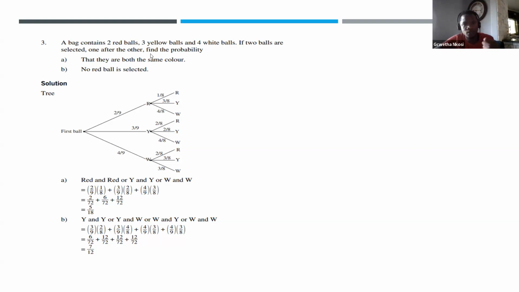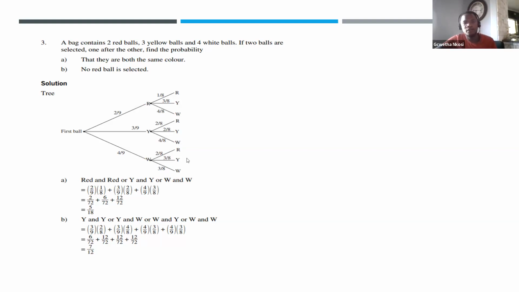Then from 3, take 1. So we remove that one. So it's 2 of 8 here, it's 4 of 8. This one is not being disturbed. So with the white, we follow the same routine, one after the other. So the red remains the same. The total here changes from 9 to 8. The yellow will remain as 3 of 8, but the white now changes from 4 to 3. So these are the outcomes.